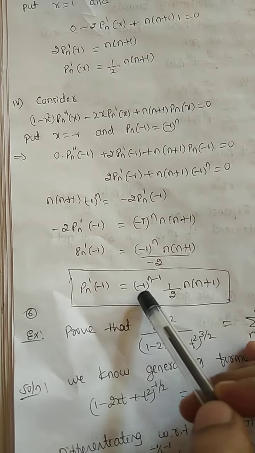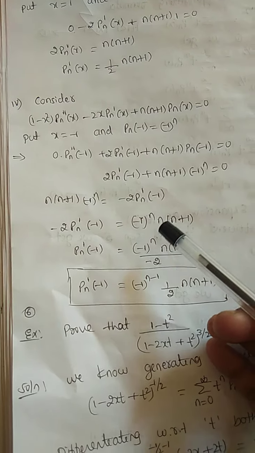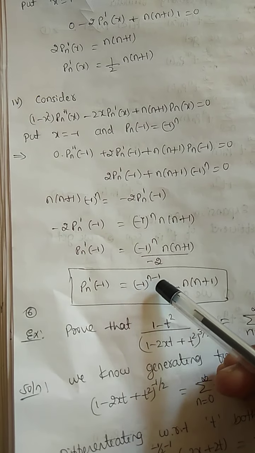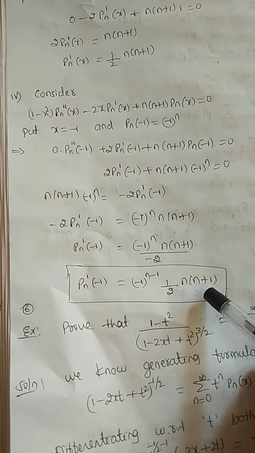This can be written as (-1)^n. Here we have -1. If it goes to the numerator, (-1)^(-1). Therefore, (-1)^(n-1) into 1/2 n(n+1).